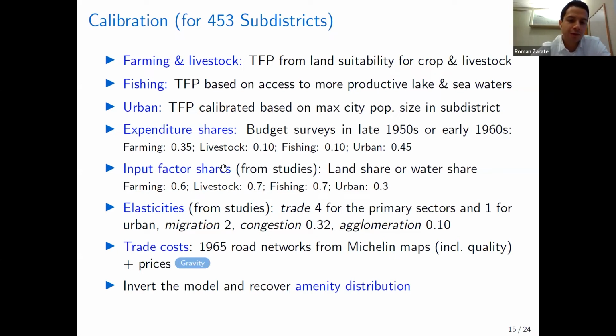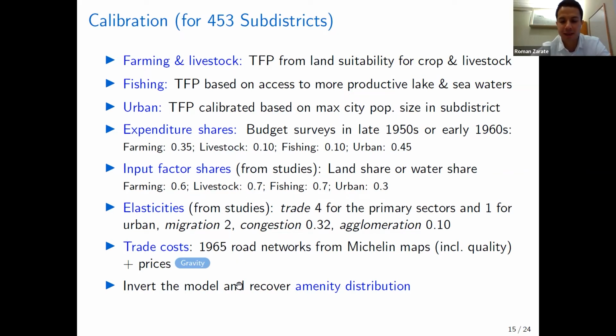And for the input factor shares, we're going to use different studies that have estimated production functions for agriculture or for livestock. So these are the parameters that we're going to use. And for the different elasticities, we're going to use previous studies. To calibrate the trade costs, we're going to use the Michelin maps. These Michelin maps provide the evolution of road networks across time, in particular across the 20th century. So we're going to use the road network in 1965, and we're going to calibrate travel times. And then we're going to estimate a parameter that can transform these travel times into iceberg trade costs.